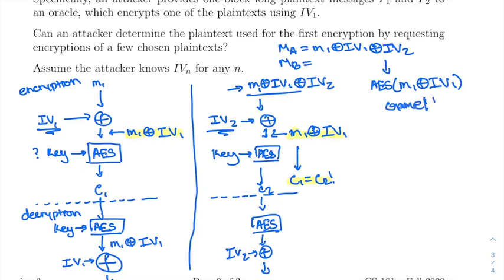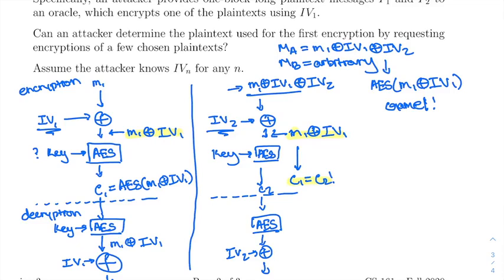So all we have to do, similar to before, is compare the ciphertext with what was from game one. C1 is equal to AES of M1 XOR IV1. If we find that the ciphertext from game 2 is equal to the ciphertext from game 1, we know that we passed in message A. Otherwise, we know we passed in message B. So that's how we win this game.